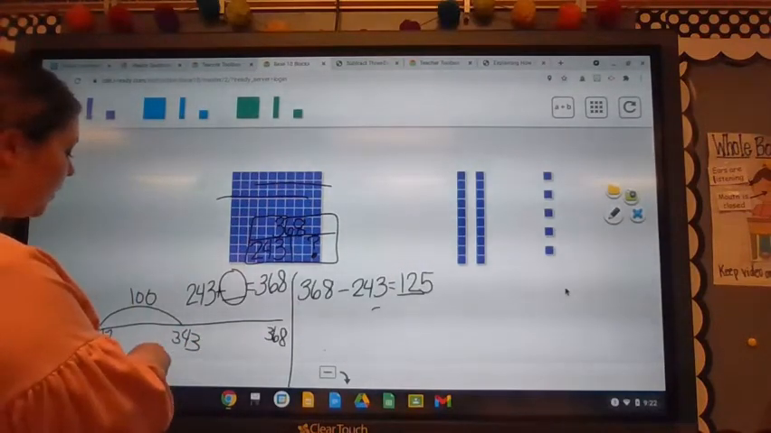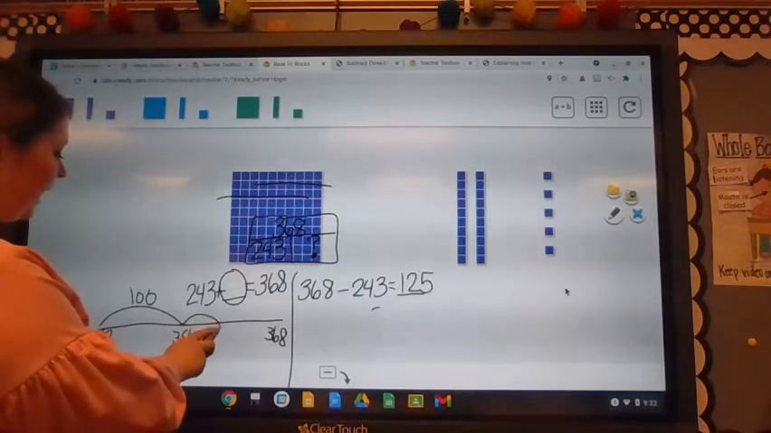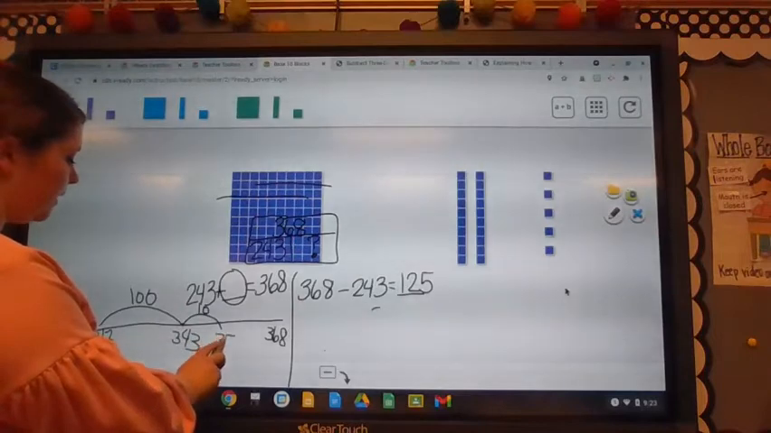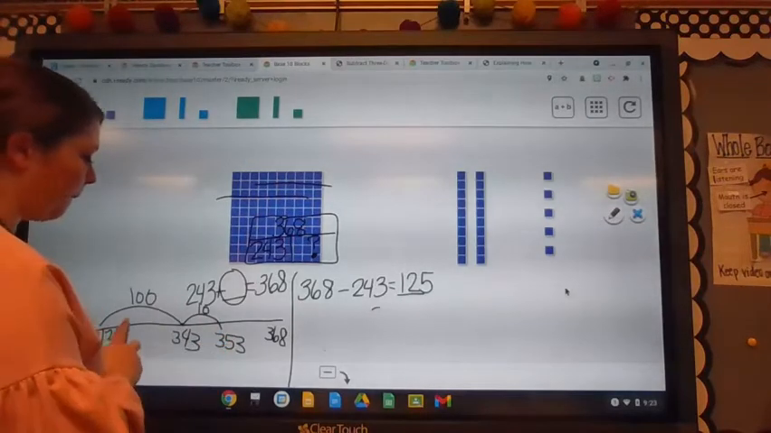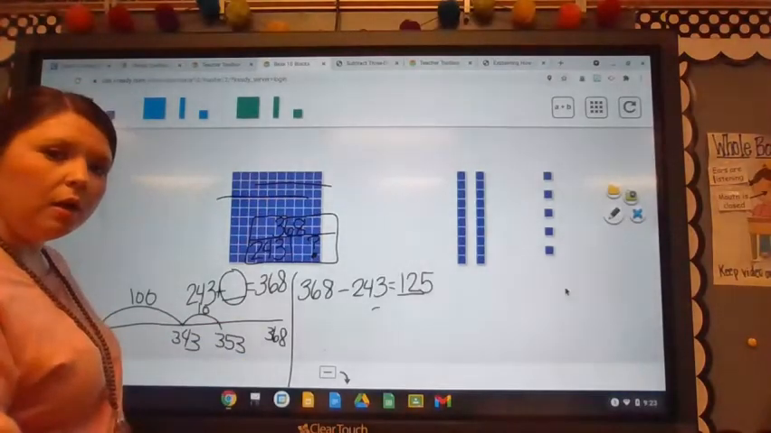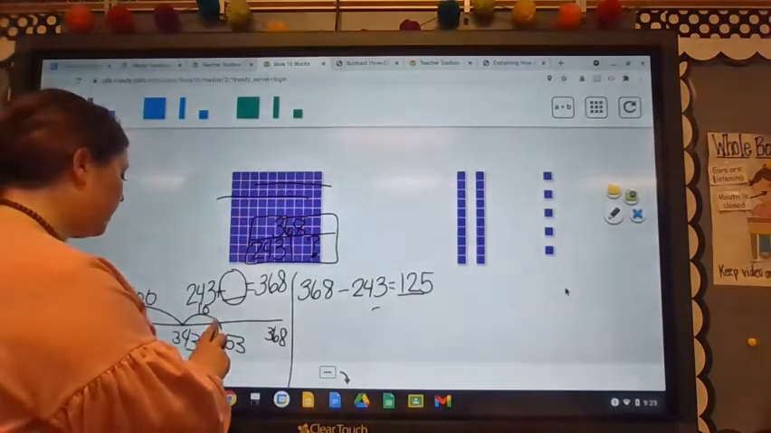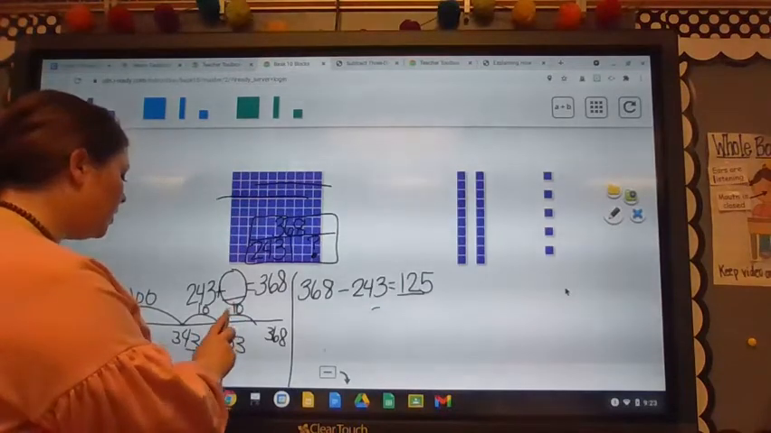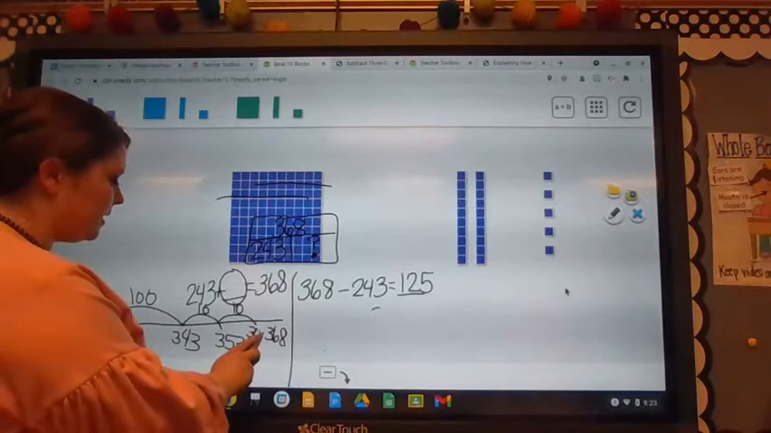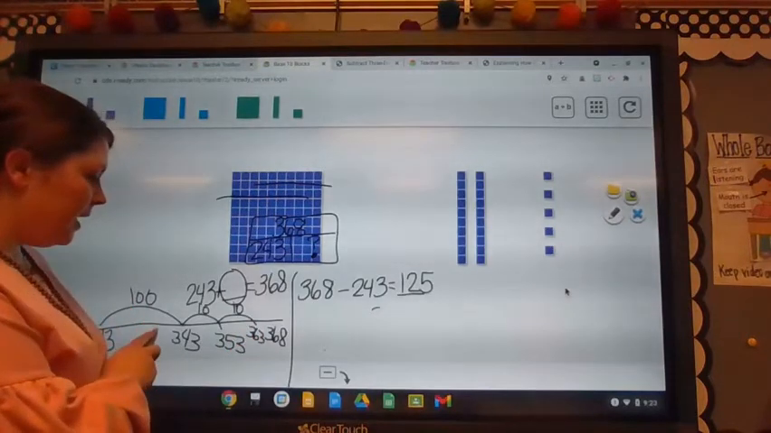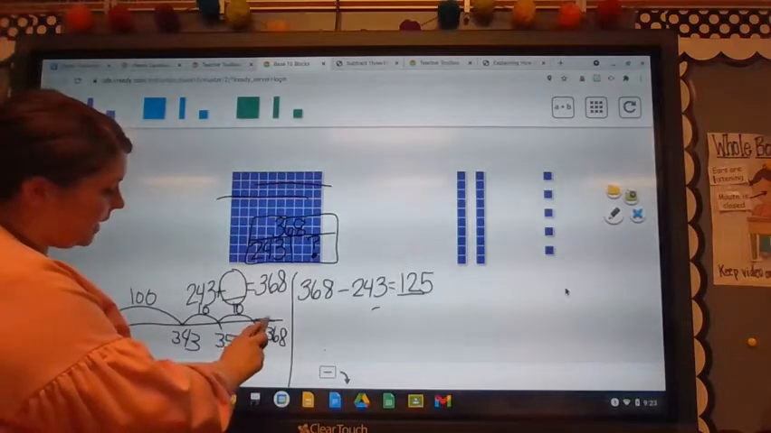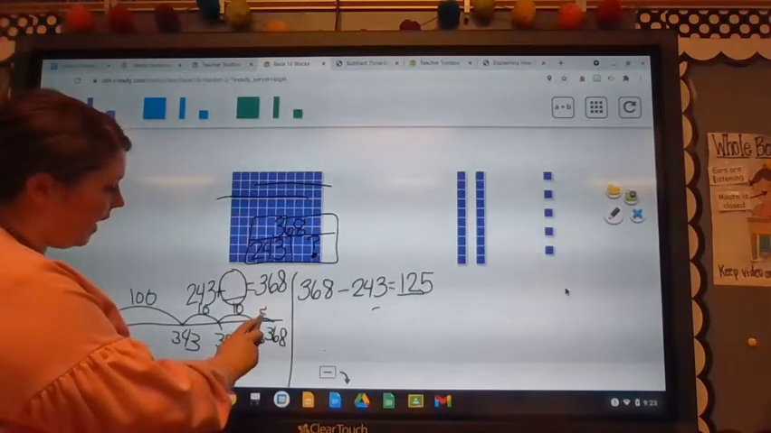Now I need to get to 368. So if I'm at 343, I could add 10 to get me to 353, couldn't I? Could I add 10 more? Yeah. So I could add 10 more to 353 to get to 363. And then the difference between 363 and 368 is 5.